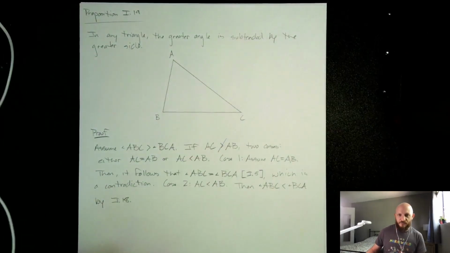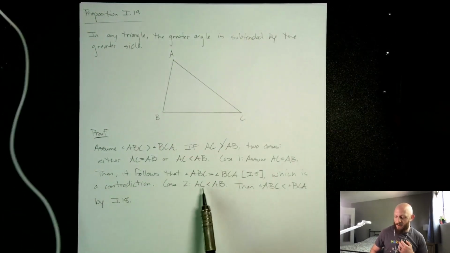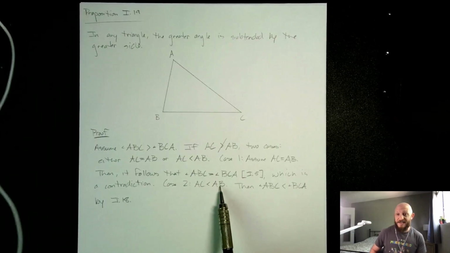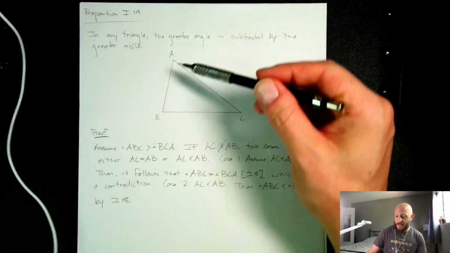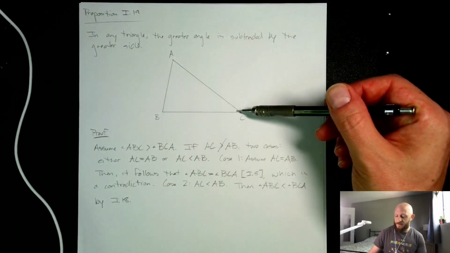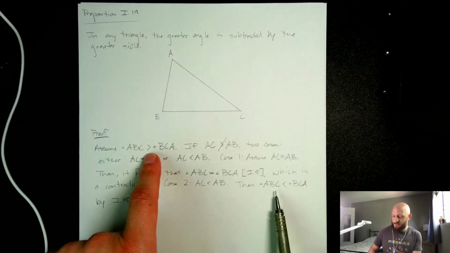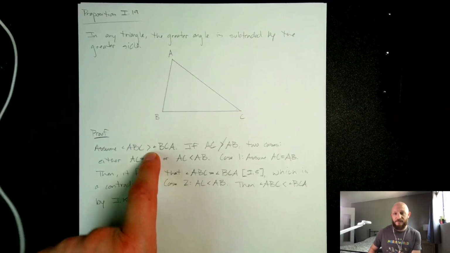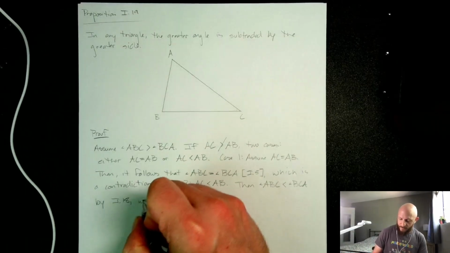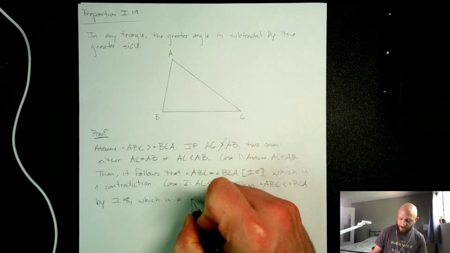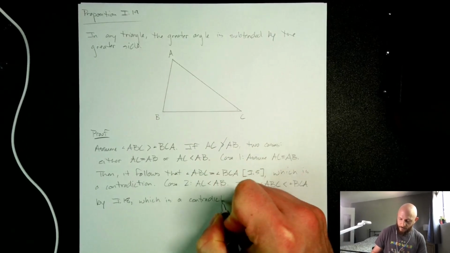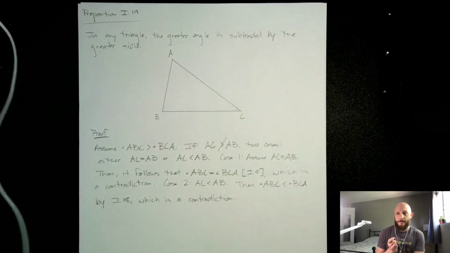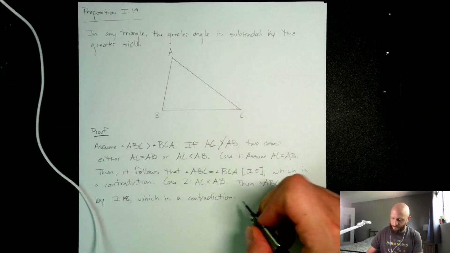Because the previous proposition was the one that said the greater side subtends the greater angle. So if AB is greater than AC, then AB is opposite the greater angle, which is C. But again, this is a contradiction, right? Because at the outset, we have assumed that this is a fixed truth, that ABC is definitely greater than BCA. So again, which is a contradiction. In either of those cases, you arrive at a contradiction.